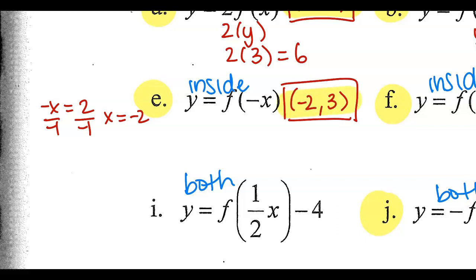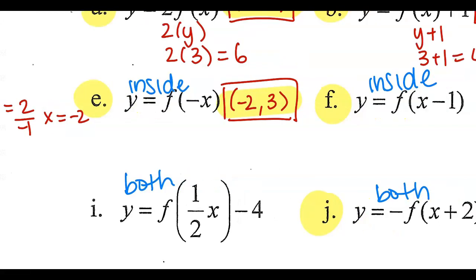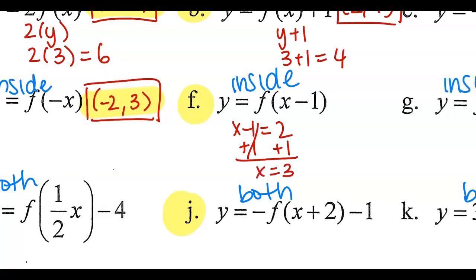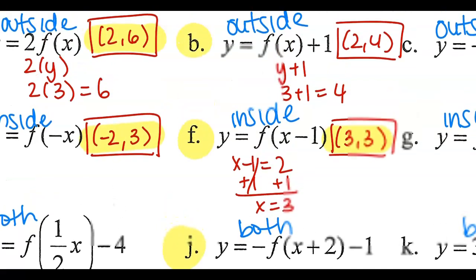We're going to do the same thing for letter F. For letter F again, we're still looking at that only point (2, 3), and I'm now going to set x minus 1 equal to 2. I'm going to add 1 to each side, so x will equal 3. So my new coordinate is going to be (3, 3). This is my answer. Forgot to highlight letter B.